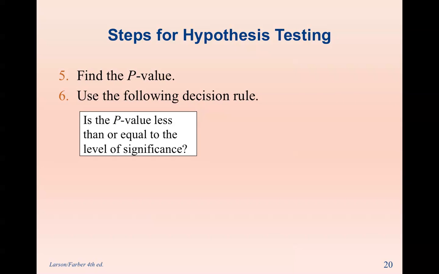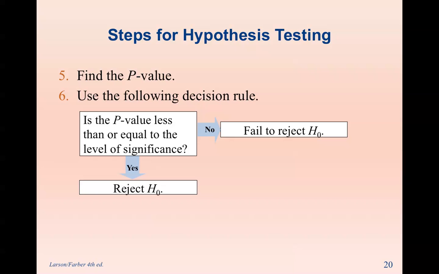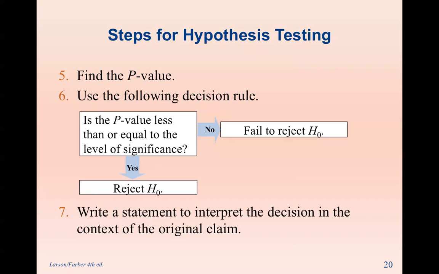So you need to ask yourself, is the p-value less than or equal to the significance level? If it is not, you fail to reject H naught. If it is, you reject H naught, and that's your decision. And then we write a statement to interpret this decision in the context of the original problem.